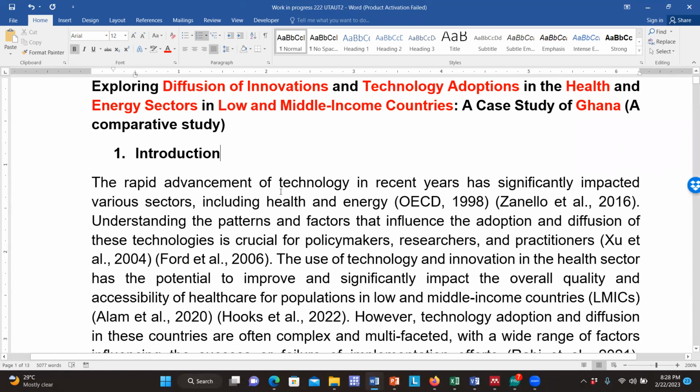So the rapid advancement of technology in recent times has significantly impacted various sectors, including health and energy. Hello? Are you guys there? Yes, we are following. Do you remember this? Yes. Ekwama, do you remember this? The historical perspective, do you remember? Please see, maybe it's your internet issue.